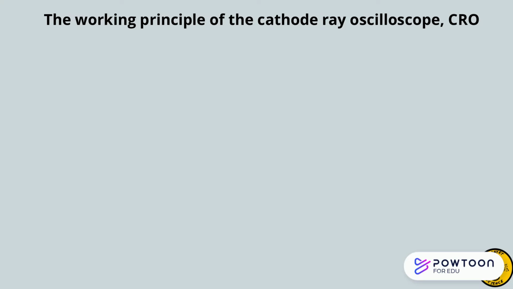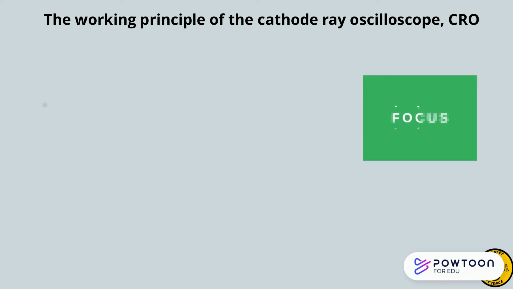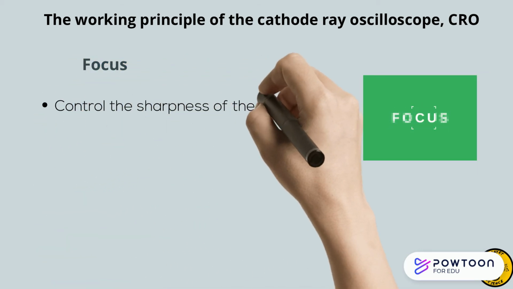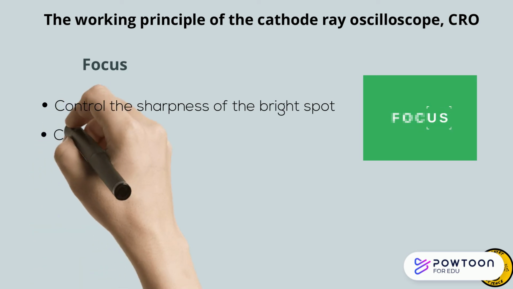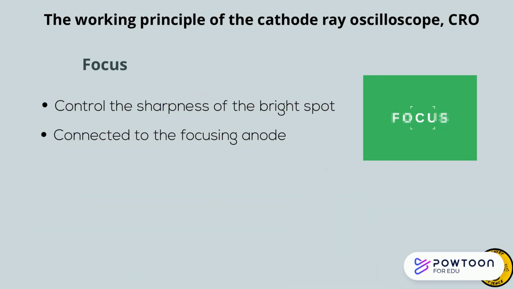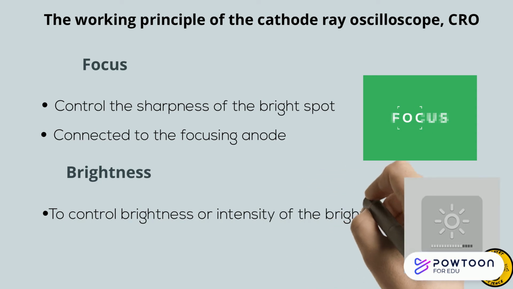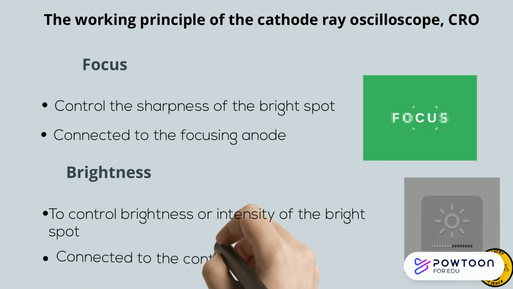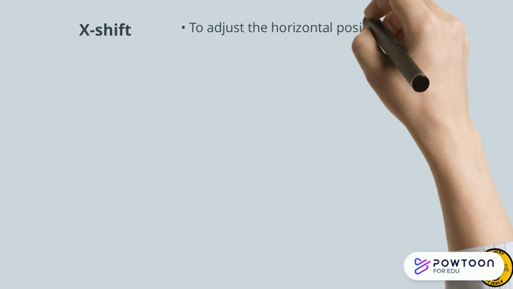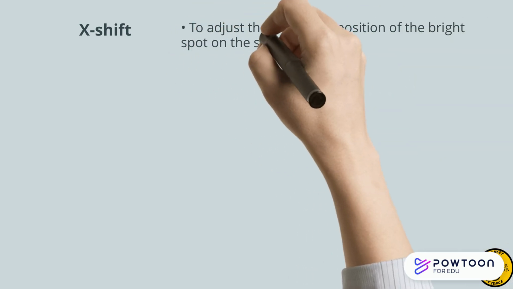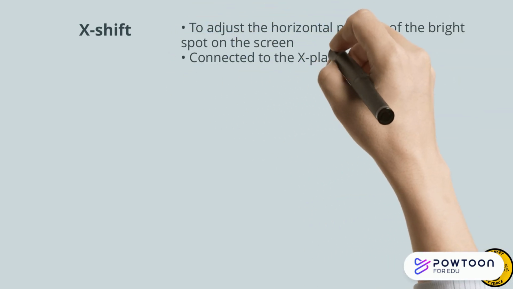The working principle of the cathode ray oscilloscope, CRO. Focus. Controls the sharpness of the bright spot. Connected to the focusing anode. Brightness. To control the brightness or intensity of the bright spot. Connected to the control grid. X shift. To adjust the horizontal position of the bright spot on the screen. Connected to the X plates.